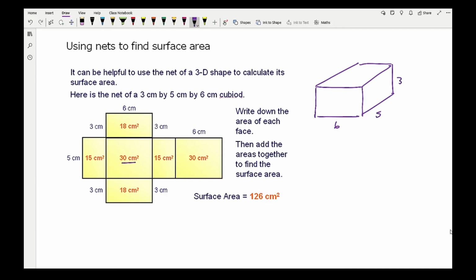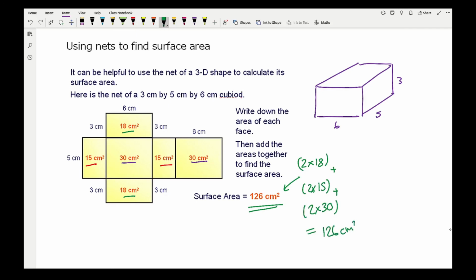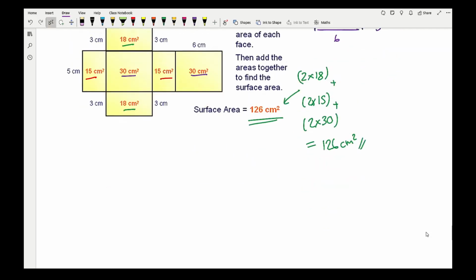You can see that we've got 2 of every single face, and then all they've done is add it all together, and again you come out with the total area. So that area of 126 is made from 2 lots of 18 plus 2 lots of 15 plus 2 lots of 30, and that all comes up to a total of 126 centimeters squared.